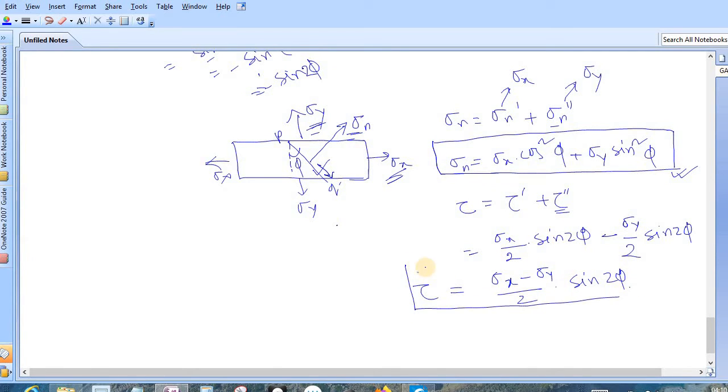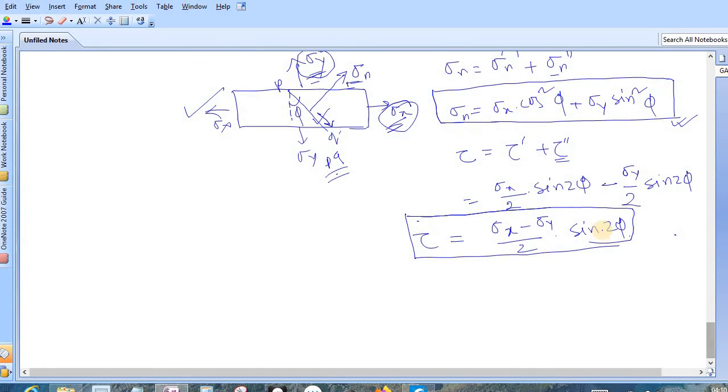So again, by using this formula you can find the shear stress acting on this PQ plane due to this stress condition. Okay, so in the last videos you learned for a single stress, now you have learned for biaxial stress. Clear? And it's time for some implication. What is the implication of this formula?